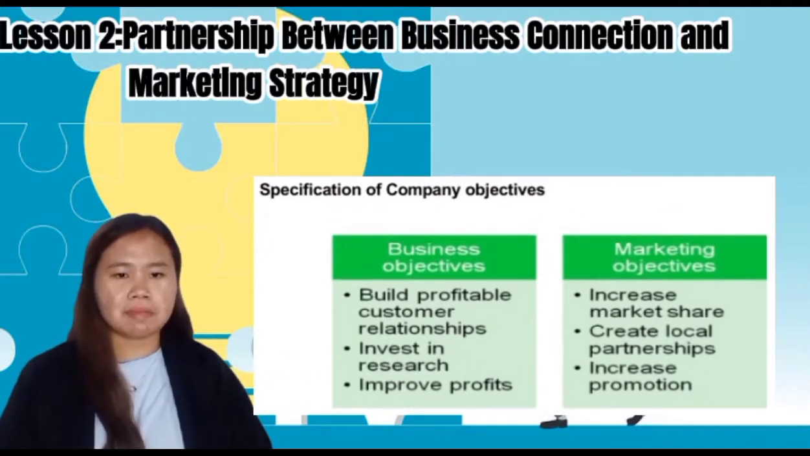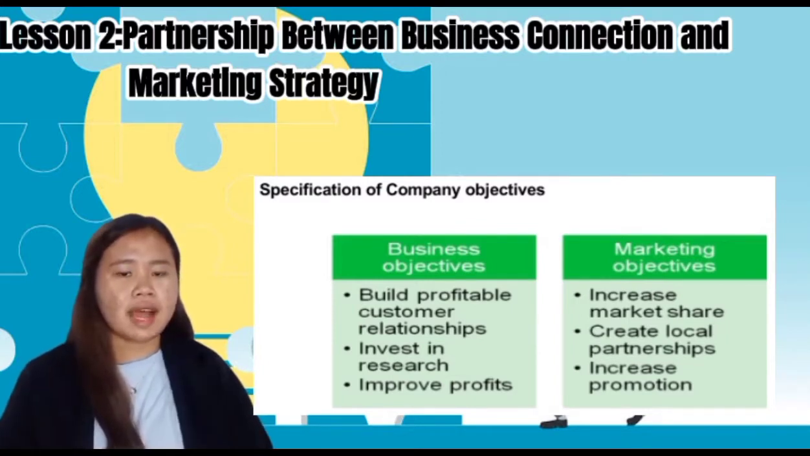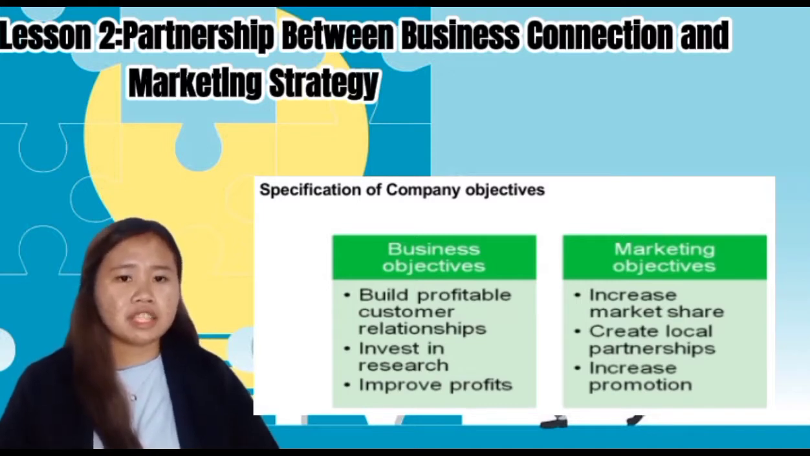Specification of company objectives. Business objectives: build profitable customers, invest in research, and improve profits. Marketing objectives: increase market share, create local partnerships, and increase promotion. In Figure 76, which is the specification of company objectives, you can see the difference here. The first graph merely defines the business objectives, which is standard when running a company, whereas the second shows that you must define what strategy you will use to attain or reach your business objectives, as seen in the graph.